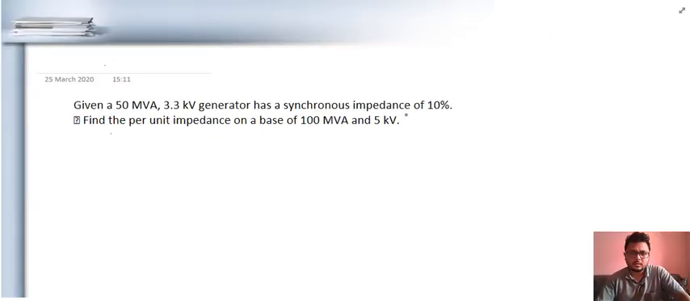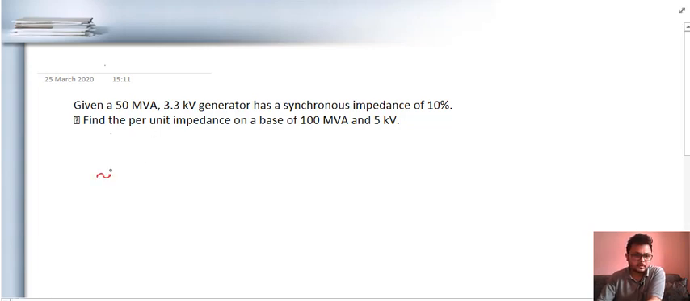Okay, now let us solve a very simple problem. Suppose given a 50 MVA 3.3 kV generator has a synchronous impedance of 10%. Find the per unit impedance on a base of 100 MVA and 5 kV. Now our generator is given. This generator rating is given, that is the MVA rating. How much? This is a 50 MVA generator.